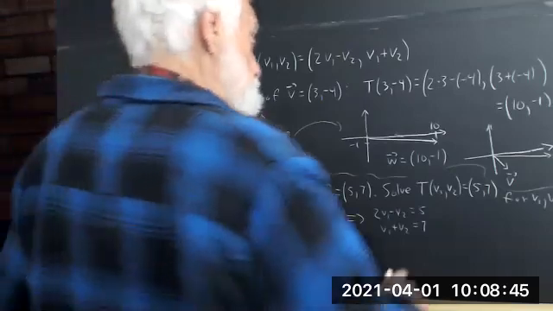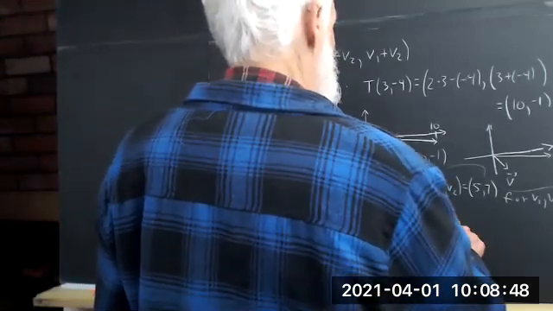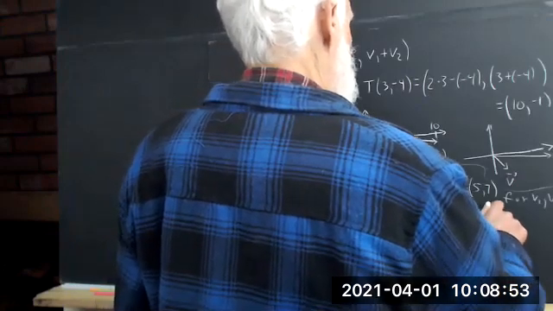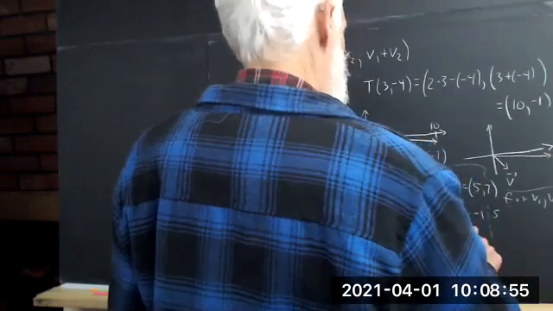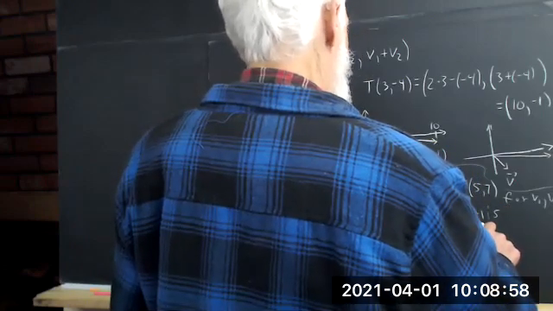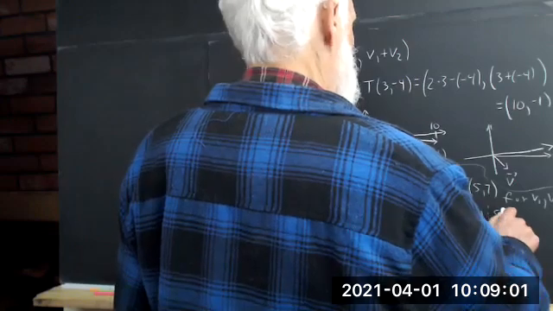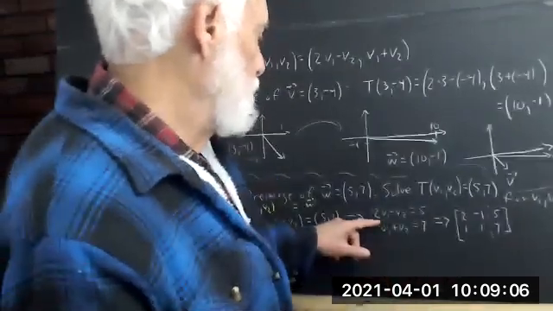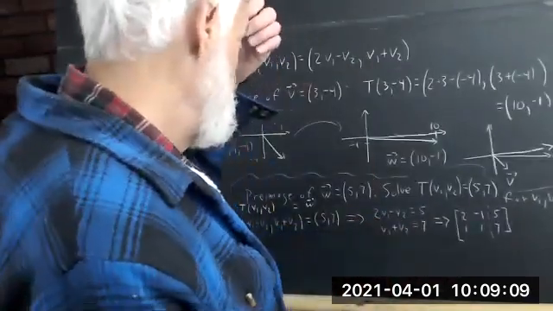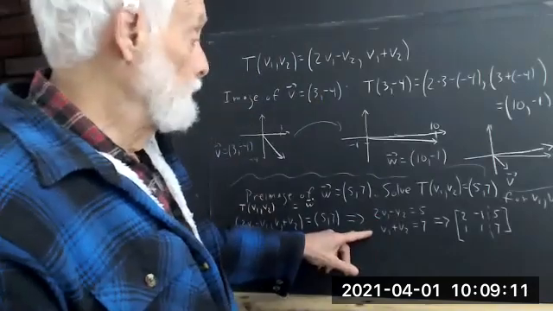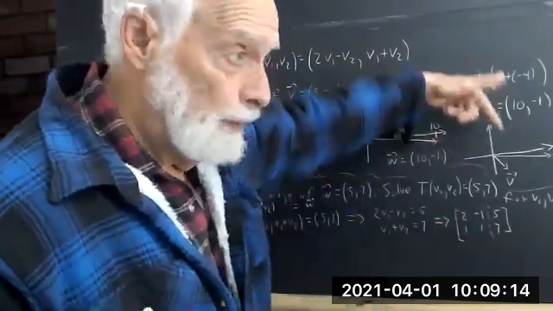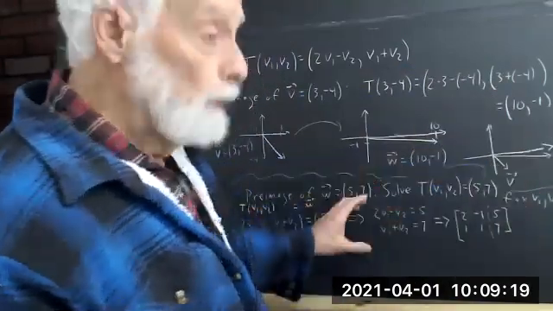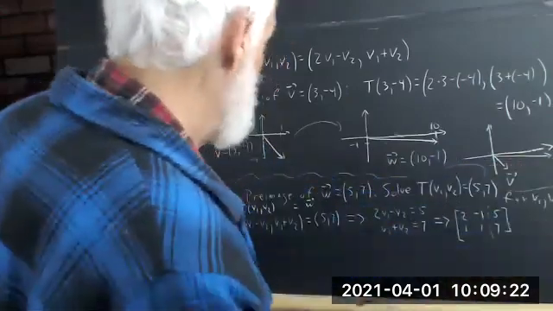which implies the augmented matrix 2, -1, 5, 1, 1, 7. We can reduce this augmented matrix and we find V1 and V2. Alternatively, we could write this as a matrix equation. Here's your matrix, and then that's times a column vector V1, V2, and that should equal 5, 7. So you can invert that matrix and calculate.